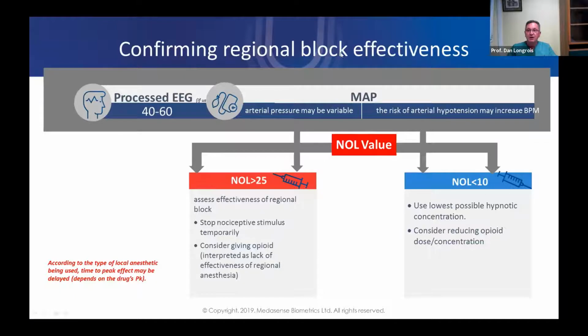You can look at the effectiveness of a regional block, let's say if you're doing a TAP block before the incision. If the NOL is high, that means that your regional block is not working, and then you need to complete it and correct its ineffectiveness, stop the nociceptive stimulus, and reconsider, despite your regional anesthesia, giving additional opioid or an anti-nociceptive other than an opioid. And if the NOL is below 10, of course, you need to use the lowest possible concentration of opioid, because that means that your regional block is effective.